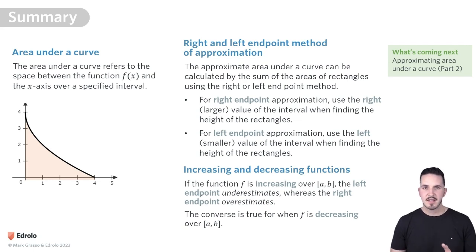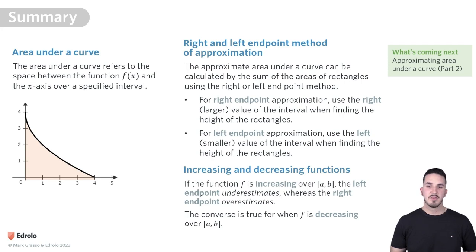If it was the left endpoint method, then you would find the left endpoint of that rectangle. So again, using the example of 0 and 1, you would find f of 0, and then continue on that path over the interval that you have been provided. So remember, increasing and decreasing functions. If the function is increasing over the domain, the left endpoint would underestimate, whereas the right endpoint would overestimate, and the converse is true for when f is a decreasing function.